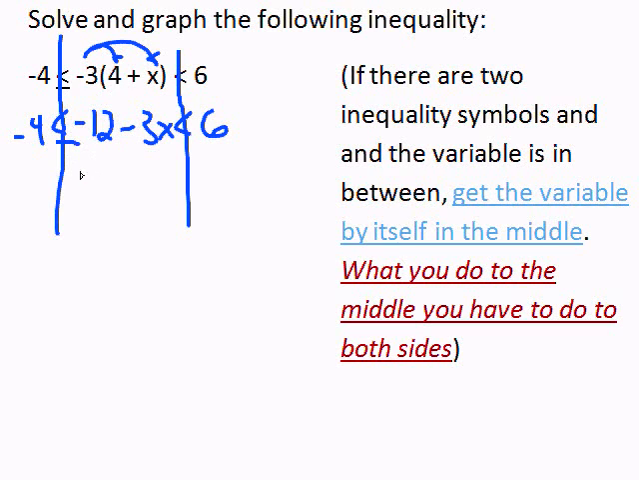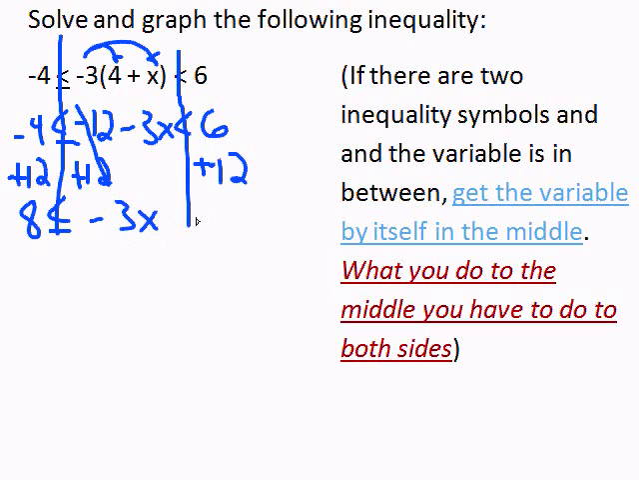I still need to get x by itself in the middle, so I'm going to solve in SADMAP order. I'm first going to get rid of the minus 12 by adding 12. But here's the weird part. There are three sides. But that's okay. What we do to the middle, we do to all of the sides. So if I add 12, I'm going to add 12 to every side of the inequality. There happens to be three sides: the left, the middle, and the right. So negative 4 plus 12 is 8, is less than or equal to negative 12, positive 12 cancel, negative 3x, which is less than 6 plus 12 is 18. Still need to get x by itself, so I divide all three sides by negative 3.